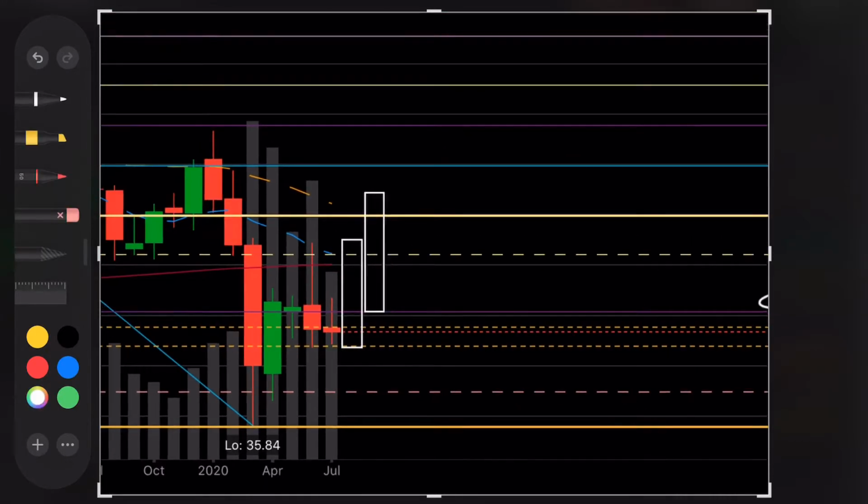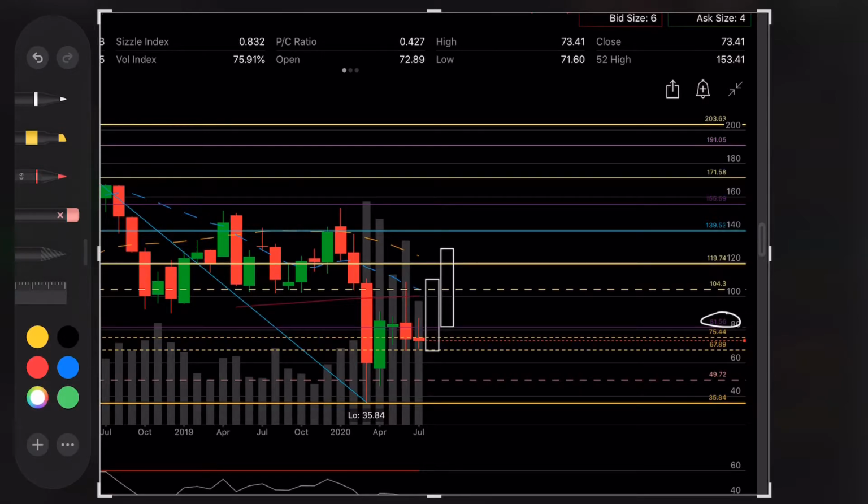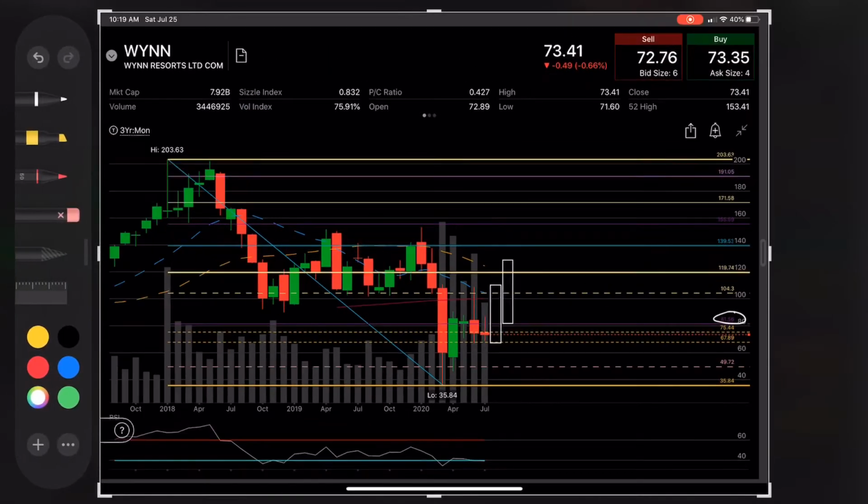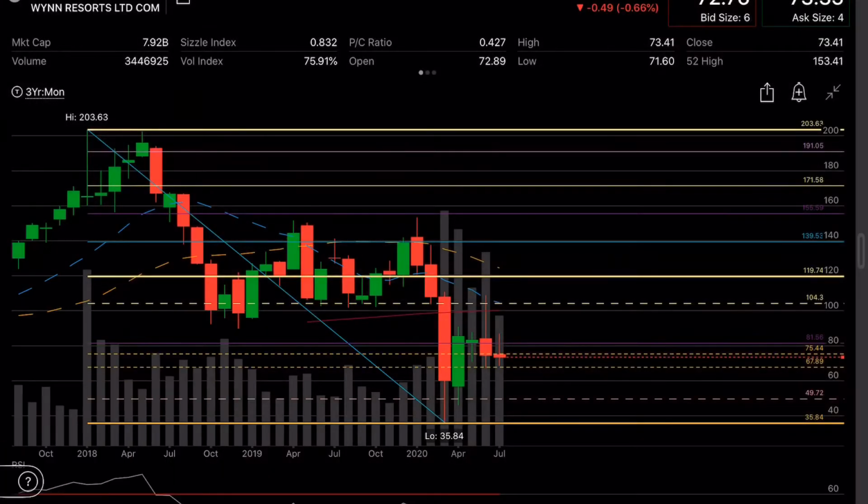Look at that. And just with basic chart analysis, you're able to predict where the stock will be. So let's go save this onto the photos. I like to keep a record of everything that I do with my technicals, and boom.